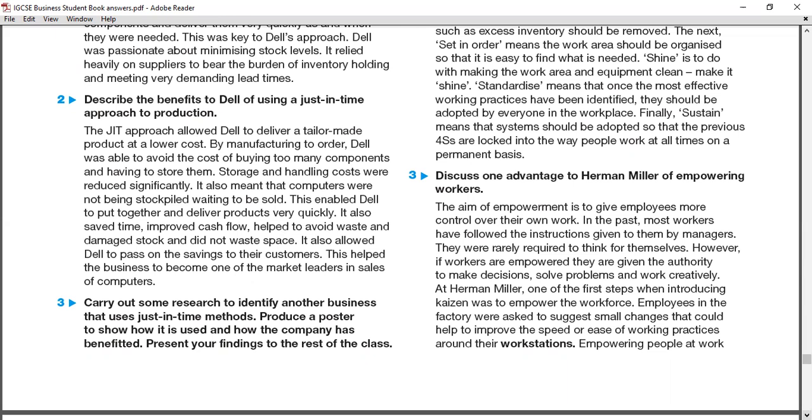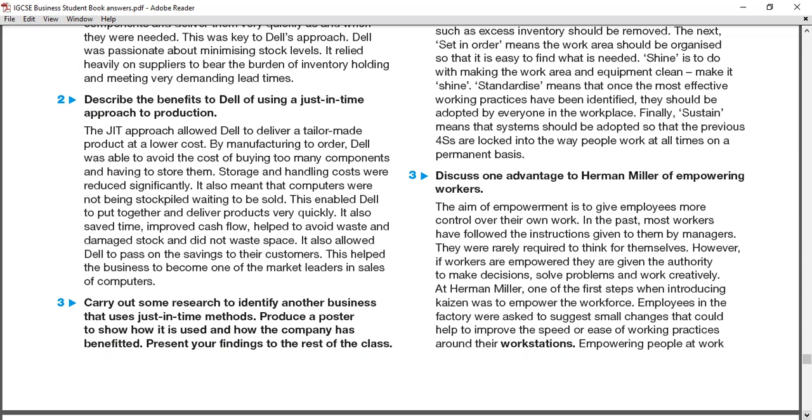But now it's not like that. They were rarely required to think for themselves. However, if workers are empowered, they are given the authority to make decisions, solve problems, and work creatively. So at Herman Miller, one of the first steps when introducing Kaizen was to improve the workforce, empower the workforce.